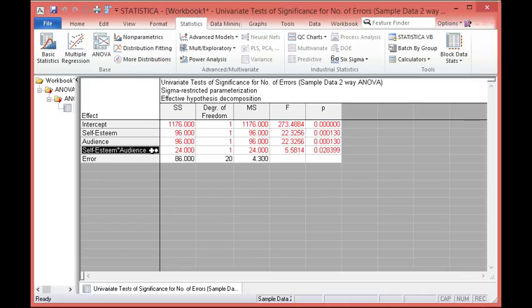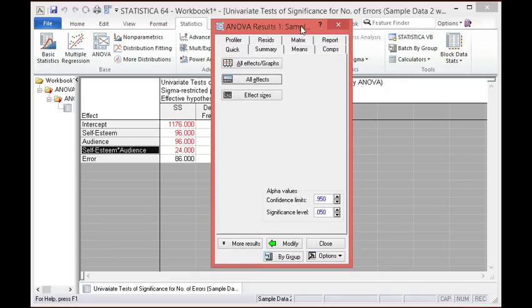So now all of these are significant, but we should not stop there. We have to look into the nature of these significant results. So what do we exactly mean by these? All right.